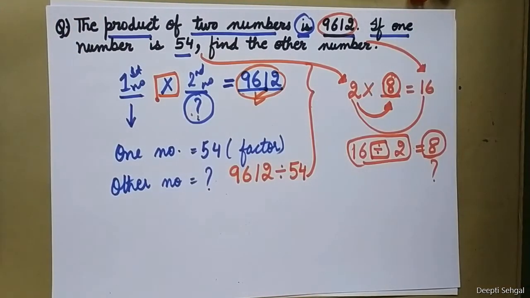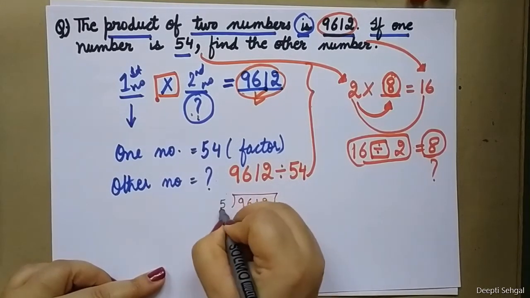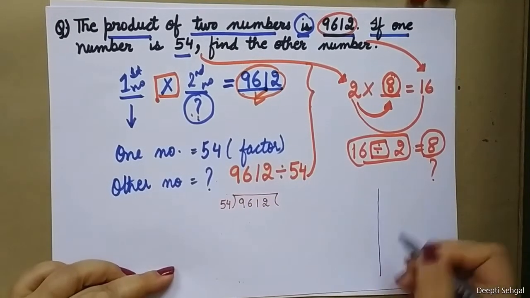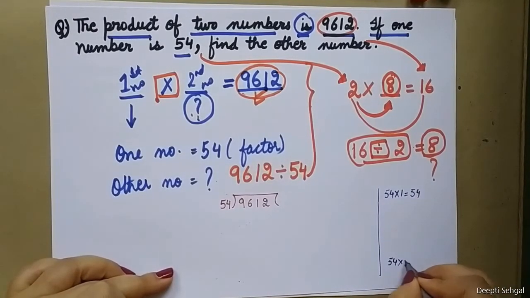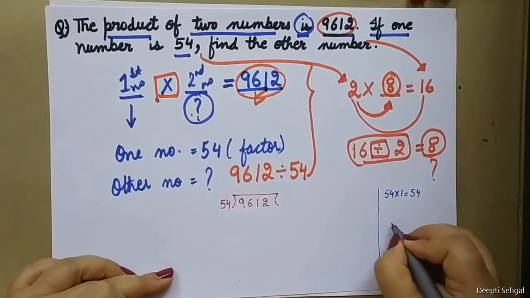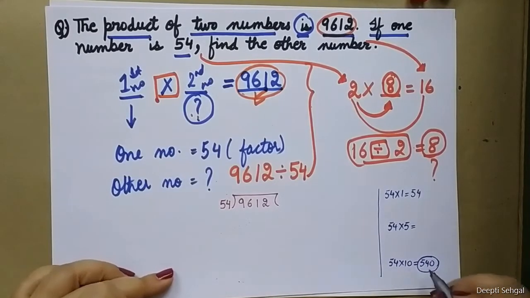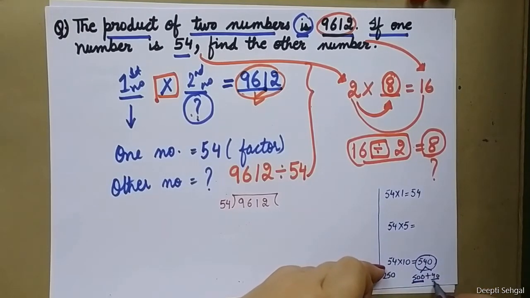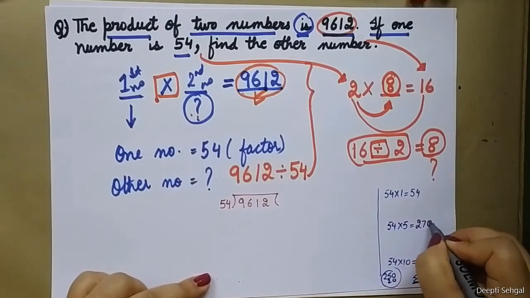I am writing here. Let's divide quickly. I'm taking another pen. First I will write here 54 multiplied by 1 is 54. 54 multiplied by 10 is 540. And 54 multiplied by 5, that is half of 540. Half of 500, first let's break it. 500 added to 40. What is half of 500? 250. What is half of 40? 20. So total is 270. I am writing here 270.